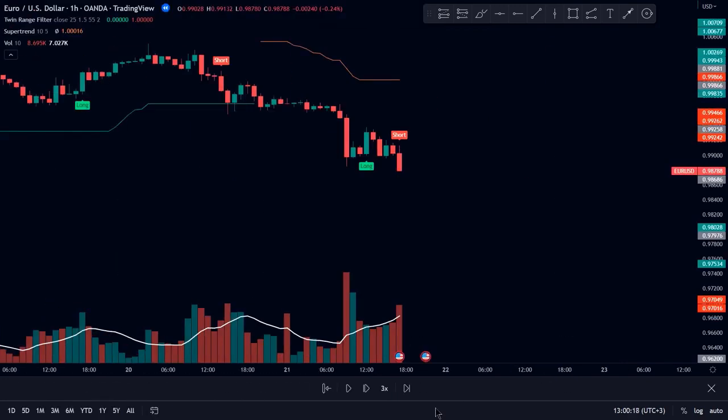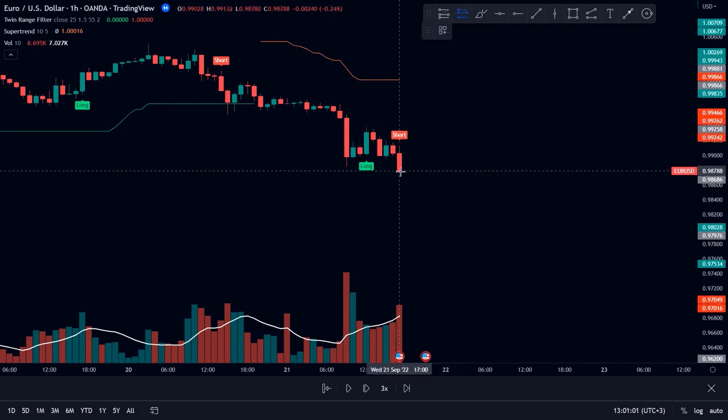Now let's take a look at this random example, see if it hits TP or not. All the conditions for entry were met. I'm just gonna go over them real quick. The super trend indicator was colored red and the price was trading below it. The volume bar of the volume indicator was above the moving average. Finally, the twin range filter issued a short signal.